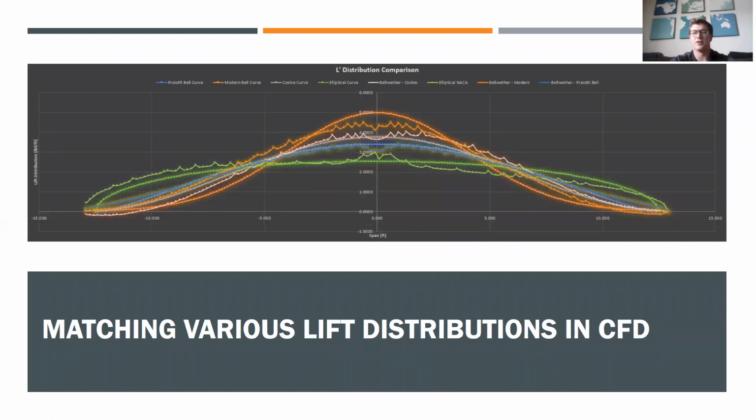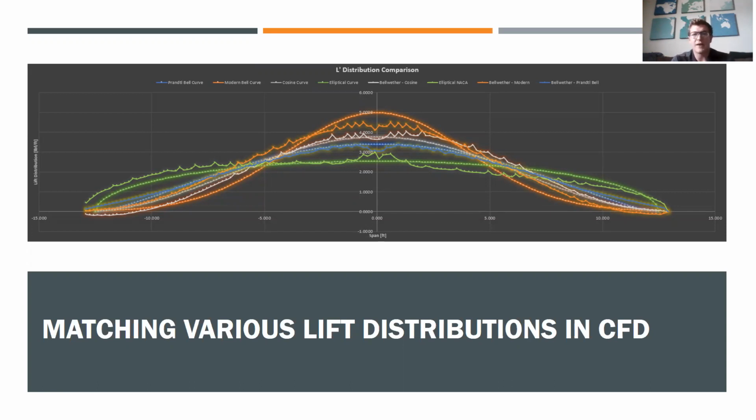So this effort is largely computational, by use of computational fluid dynamics in STAR-CCM+. It involves modeling 4 different lift distributions in CFD and evaluating their aerodynamic performance, being lift to drag ratio and other performance in level steady flight, as well as in a bank turn, evaluating proverse yaw of these different lift distributions. So the one shown in orange is a modern bell curve.